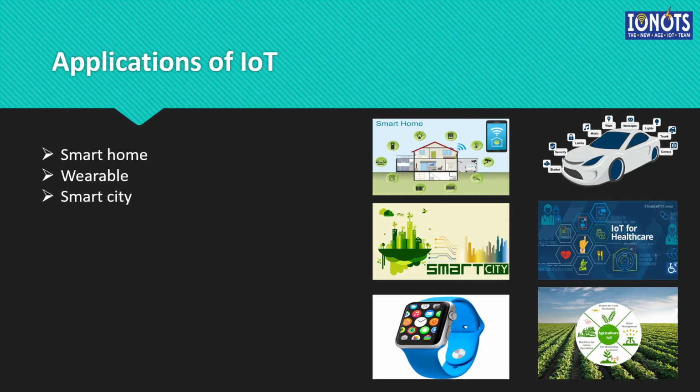Number 3, smart city. Smart cities offer all types of use cases. This includes traffic management to water distribution to waste management.